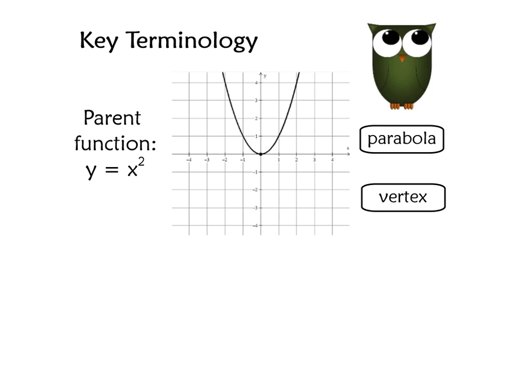So the first thing you need to know is parabola. You might want to highlight parabola in one word. A parabola is the shape of this graph, so it's U-shaped. And this is the graph of y equals x squared, which we call a parent function, which just means it's the original graph. The second thing you need to know is the vertex, and the vertex is this point. It's like the starting point of the graph. It's either going to be the very bottom or the very top point.